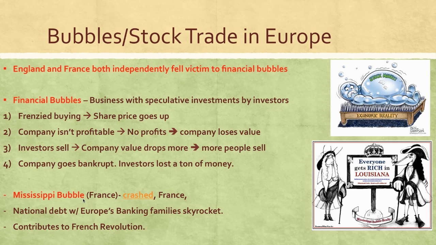And so these bubbles are going to catch some of these countries that invested in joint stock companies in some really bad economic ventures. This especially is going to hit France. And France's economy is already really skewed with the fact that their top two estates don't pay taxes, and that's unfortunately going to contribute to the French Revolution.